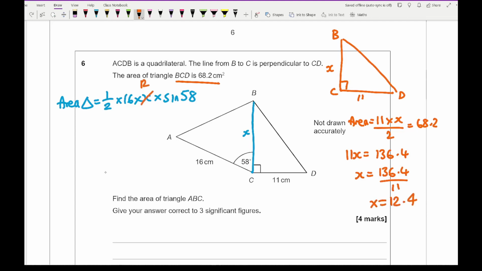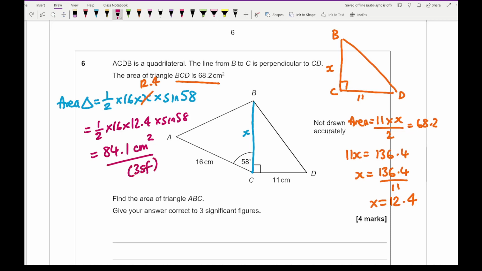So going back to this formula, all that's left for me to do is enter this on the calculator. So I've got half times 16 times 12.4 times sine 58, and that equals an answer of 84.1, to 3 significant figures, and that's centimetre squared.